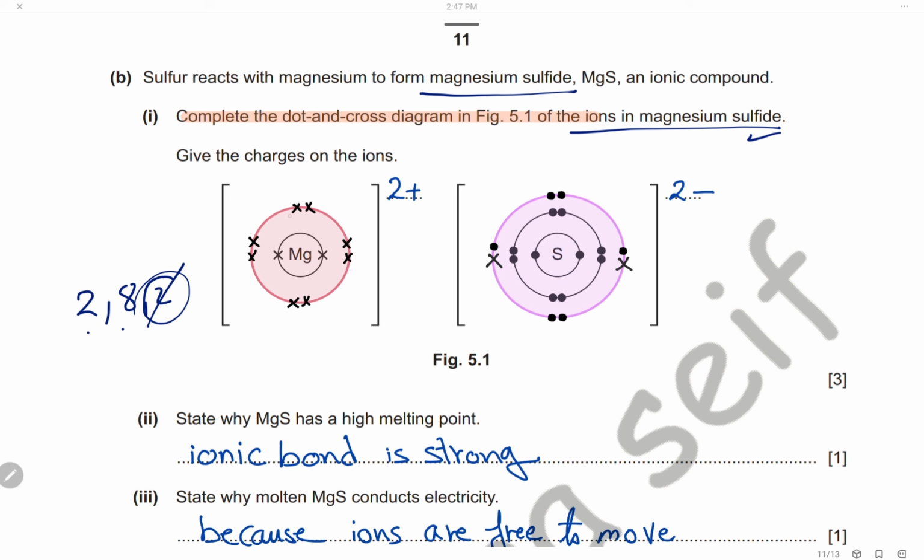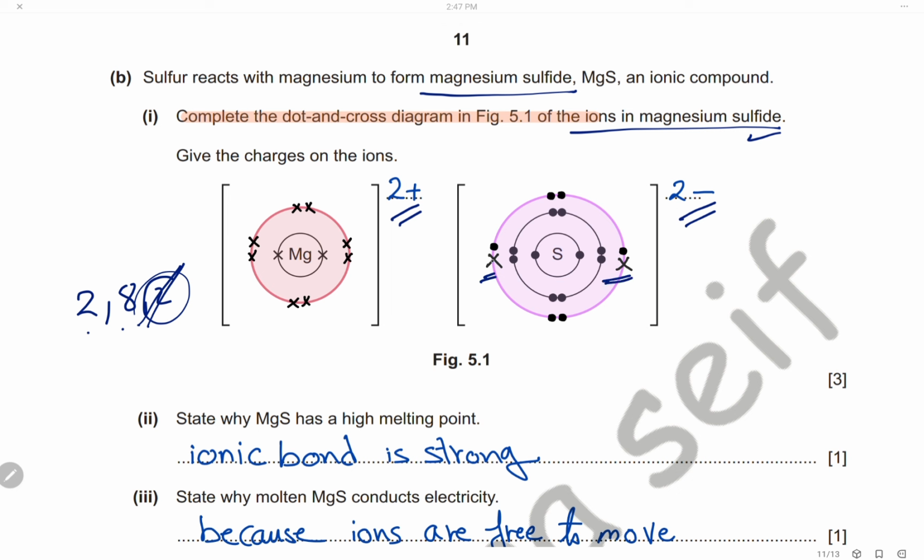We will draw 8 electrons. That will be the outer shell of magnesium, and the charge plus 2 because magnesium loses 2 electrons. These 2 electrons will be gained by the sulfur atom to form sulfide ion. So now we have sulfide ion with 2 extra electrons. It will have a negative 2 charge, and the outer shell electrons of sulfur will be 6 dots because sulfur is in group 6. It has 6 outer electrons, and 2 crosses because 2 electrons are gained from magnesium.